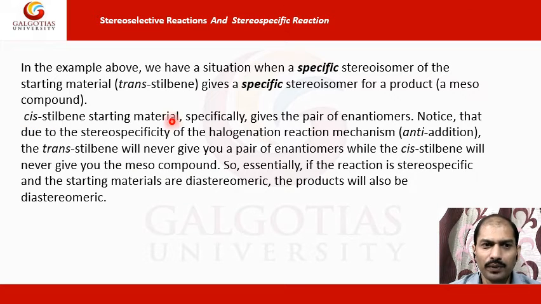In the above example, when a stereospecific reaction takes place, in the case of trans-stilbene it gives a specific stereoisomer, a meso compound. In the case of cis-stilbene, it gives a pair of enantiomers. Due to the stereospecificity of the halogenation reaction mechanism, which is anti-addition, trans-stilbene will never give you a pair of enantiomers. So the products depend upon the stereoselective and stereospecific nature, which decides which product will be more or less. If the product determination is stereospecific, the stereochemistry of the reactant will decide the major product.